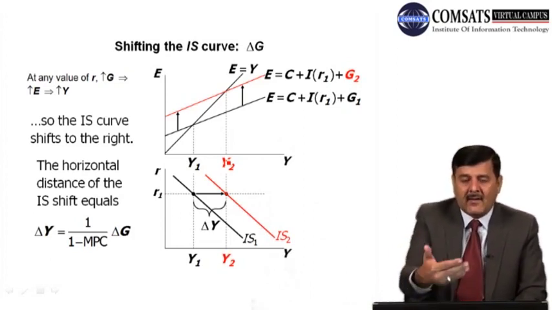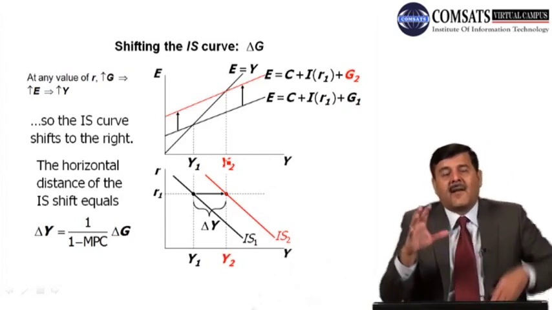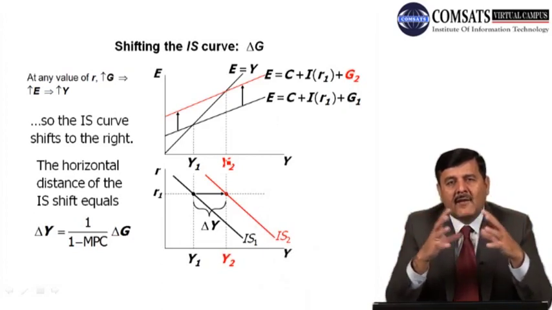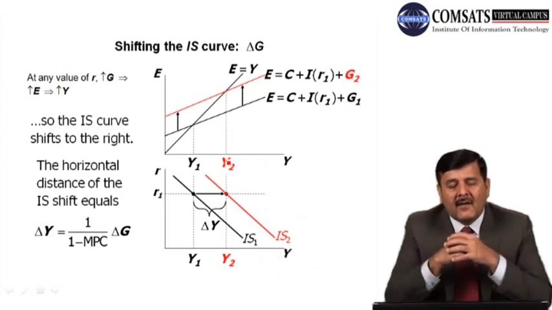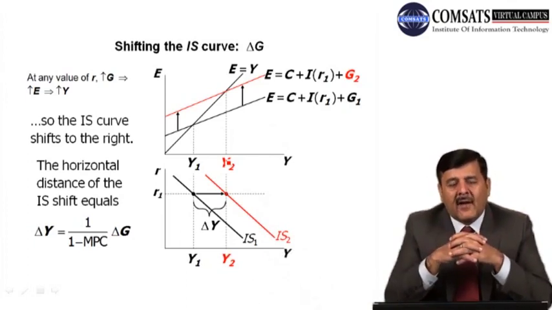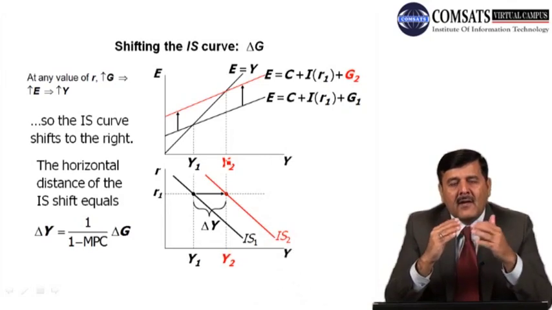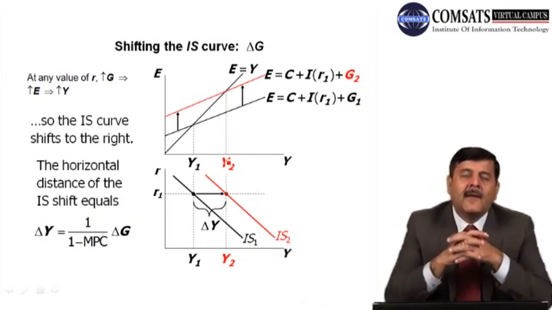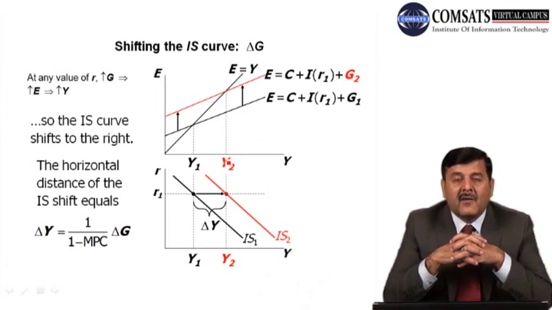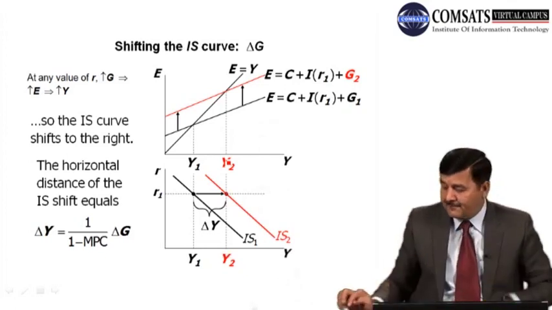So I can re-summarize what we have learned in this diagram. Basically we want to see how fiscal policy variables, which are G and taxes, can shift the IS curve. We saw that if the rate of interest is given and government spending increases, then planned expenditure increases, and when planned expenditure rises, income increases. So the IS curve will shift rightward. The horizontal distance of the IS curve shift is equal to delta y, which is 1 over 1 minus MPC times delta G.